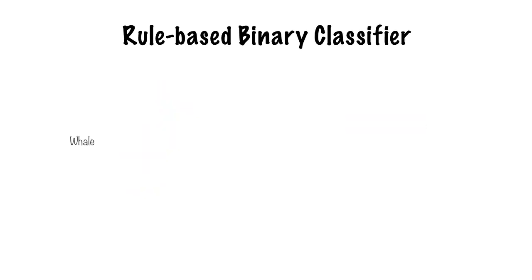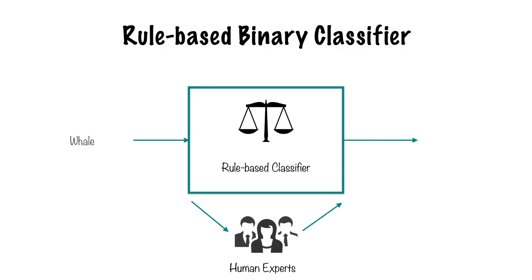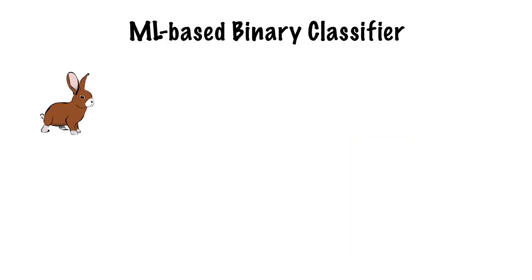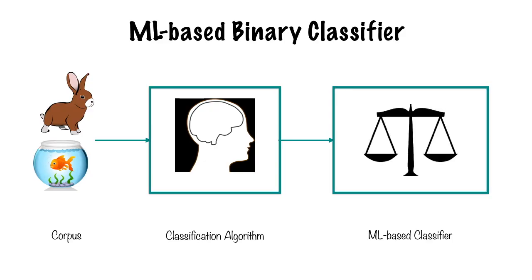Remember now that the rule based approach would be to pass specimens of a whale to a set of rules, and those rules would have been drawn up by a set of human experts. Those experts would know, because of their knowledge, that whales do belong to the infraorder Cetacea, and so they would classify whales as mammals. In an ML based approach, we would start with a large dataset called a corpus. We would pass this into a classification algorithm, and the output of this would be a trained ML based classifier. Notice how human experts did not play much of a role in this process.